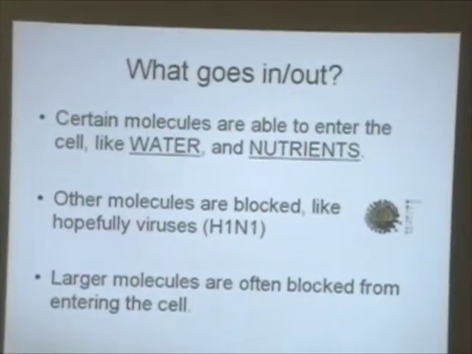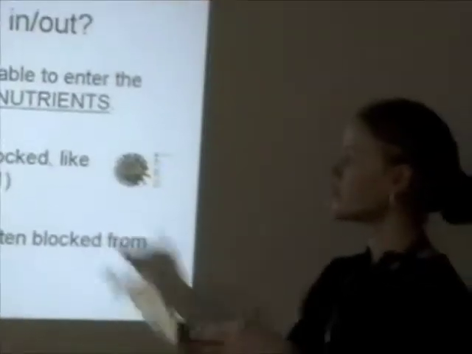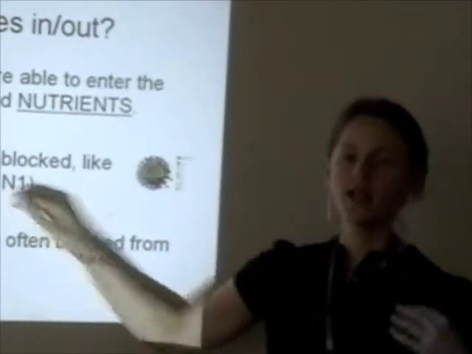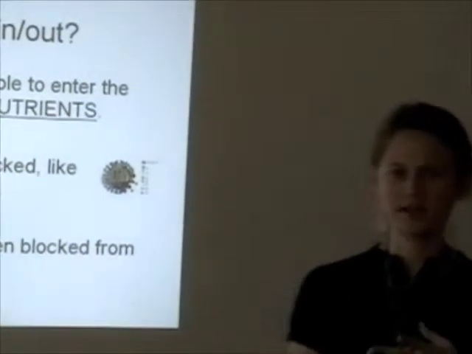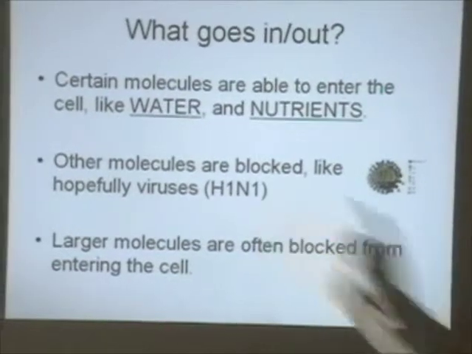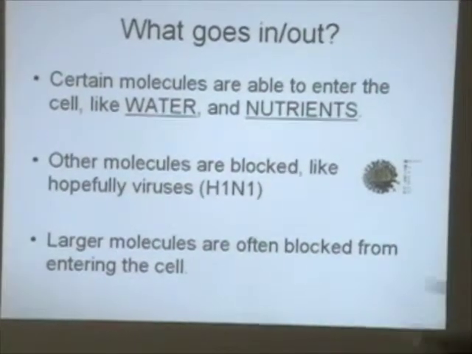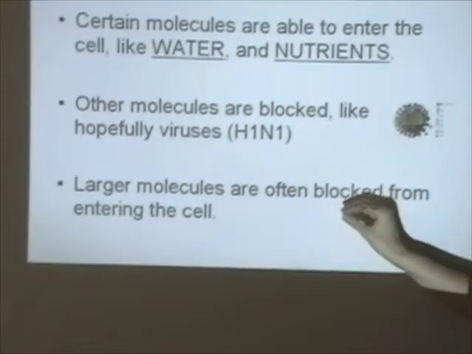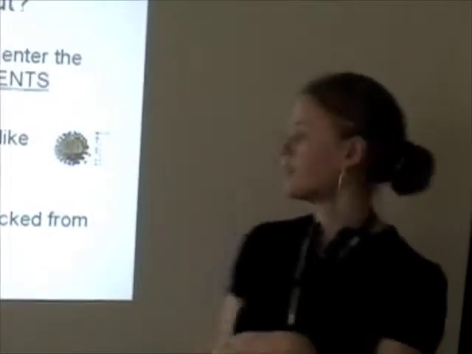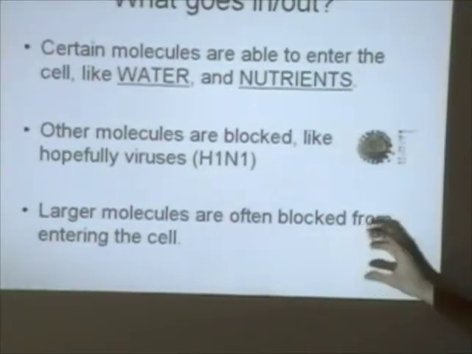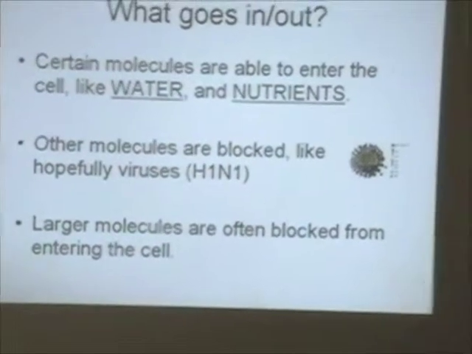And then, though some things are able to enter and leave the cell, other things are blocked from entering the cell. And things that we really don't want in our cell are things like bacteria or viruses that are going to cause disease, specifically like the H1N1 virus that we've heard so much about in the past few weeks. And the reason why a lot of these molecules are blocked from the cell is because of size. So the smaller you are in terms of being a molecule, the easier it is to get through the membrane, but larger molecules, like you saw in the video, are often blocked from entering the cell.